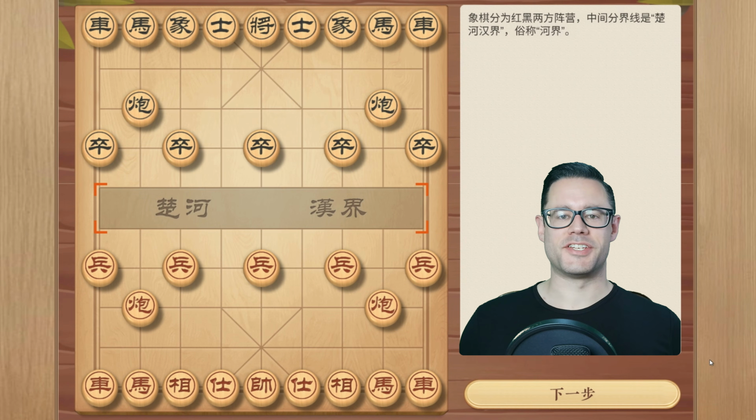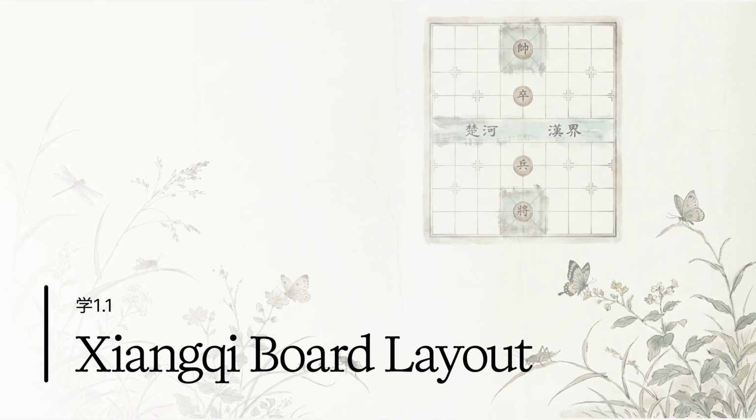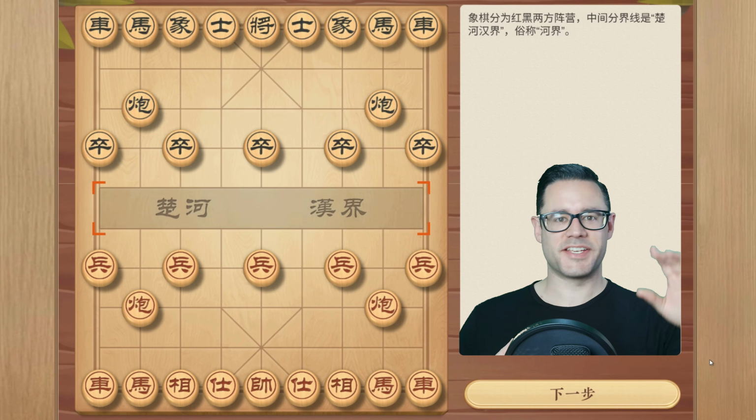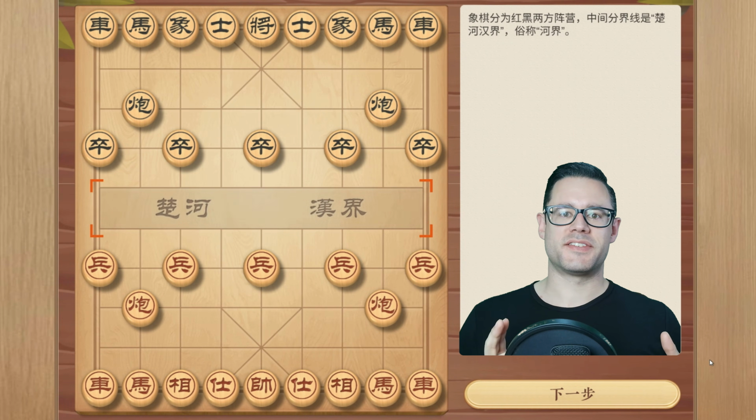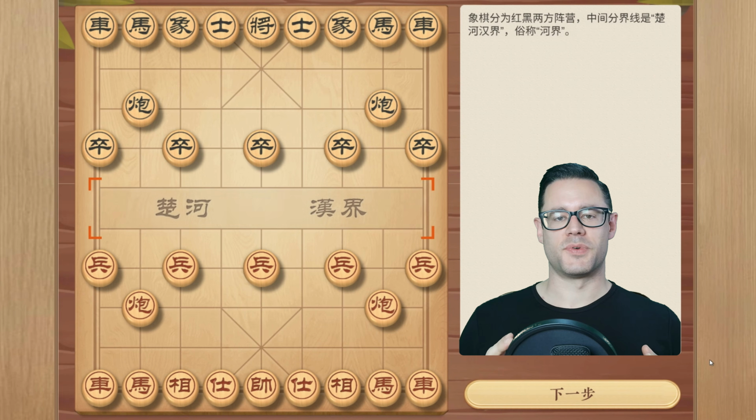Let's learn how to play Chinese chess. The first thing we're going to talk about is the board layout. And this is different from Western chess, where there are 64 squares, all perfectly evenly distributed. In Chinese chess, the board has a couple unique features that we're going to talk about.